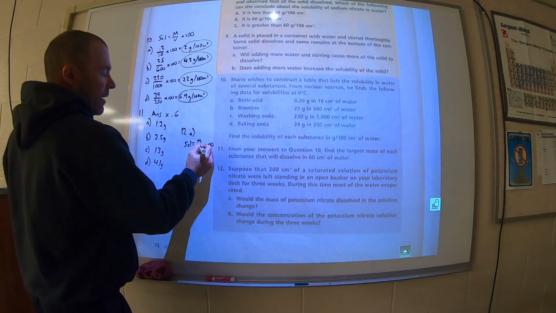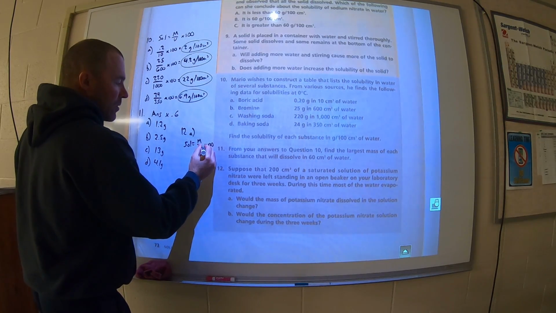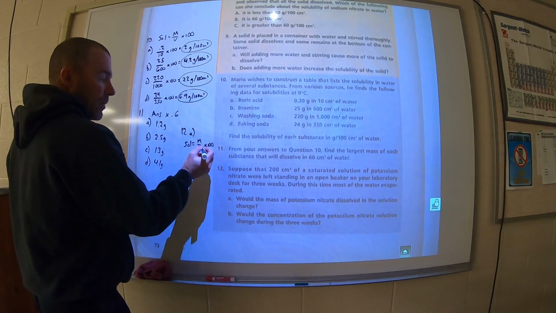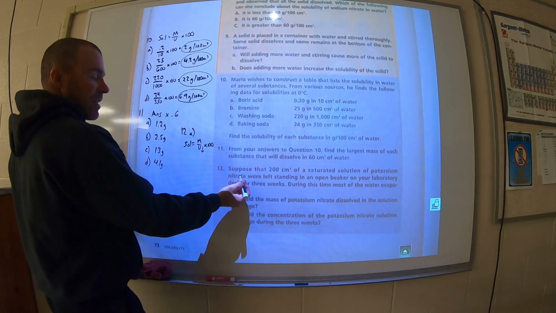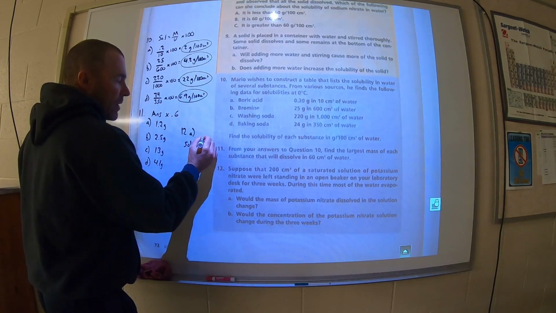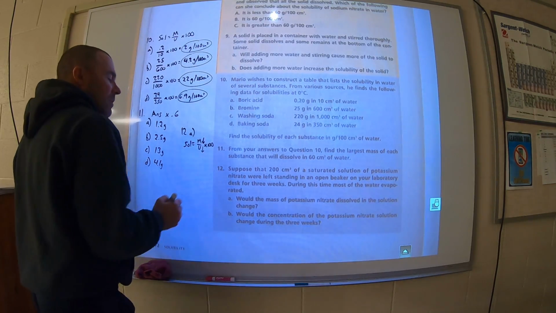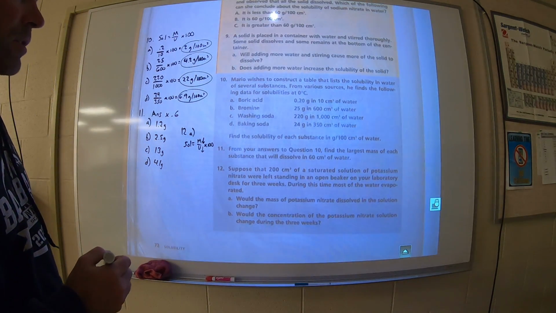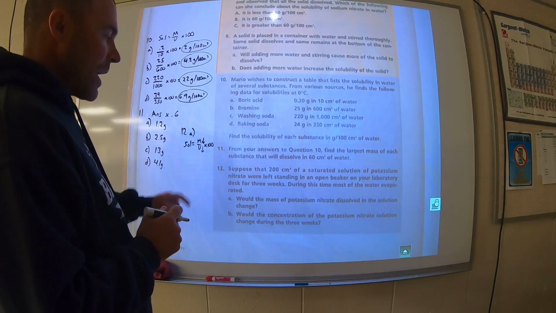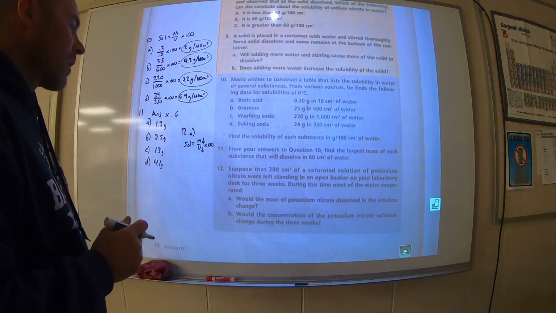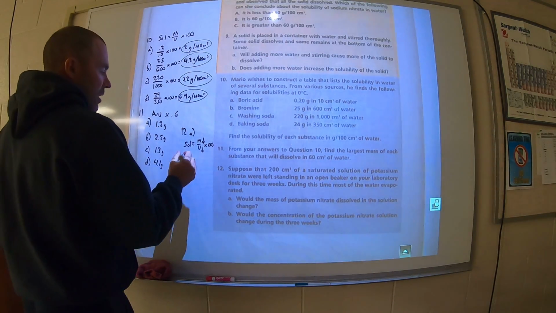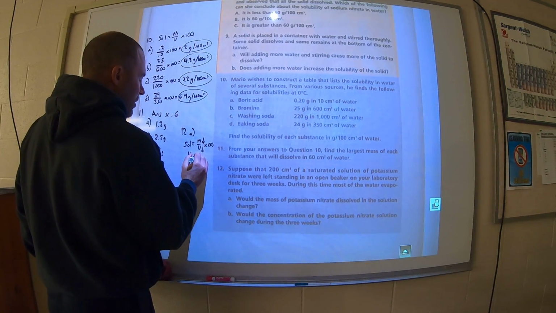If the volume goes down, to keep this the same, because solubility is going to stay the exact same, it's going to stay a saturated solution. If some of the water evaporates away, then some of the mass has to come out of solution too. So there's going to be a bunch of solid left on the bottom depending on how much water dissolves. So would the mass of potassium nitrate dissolved in solution change? The answer to 12A is yes.